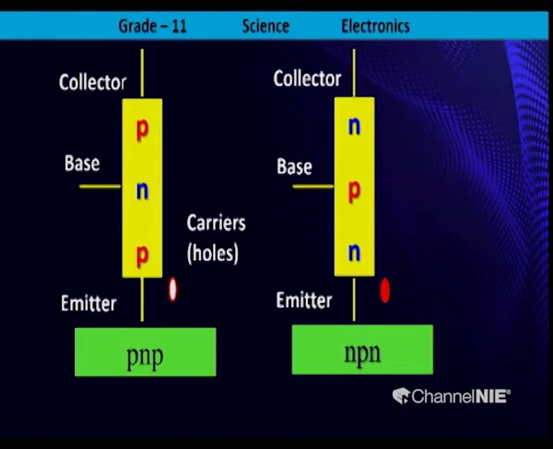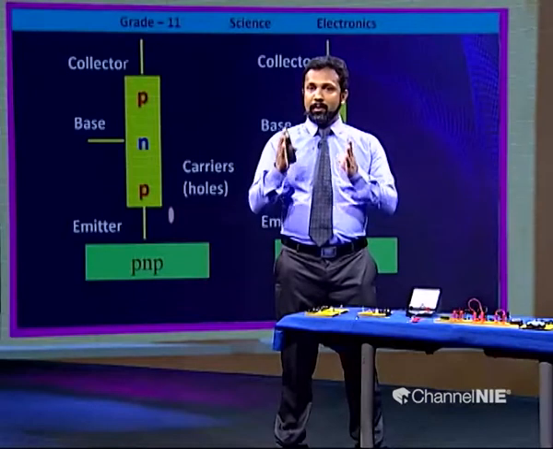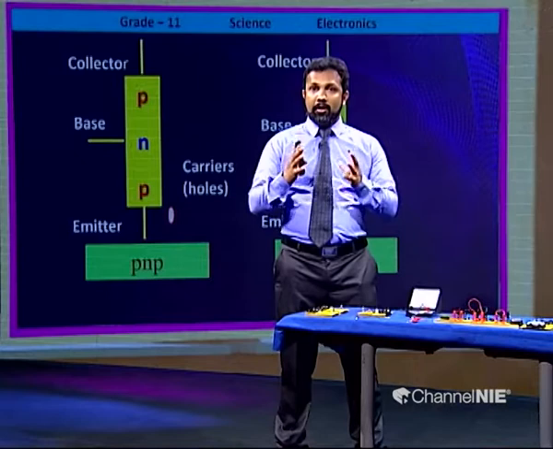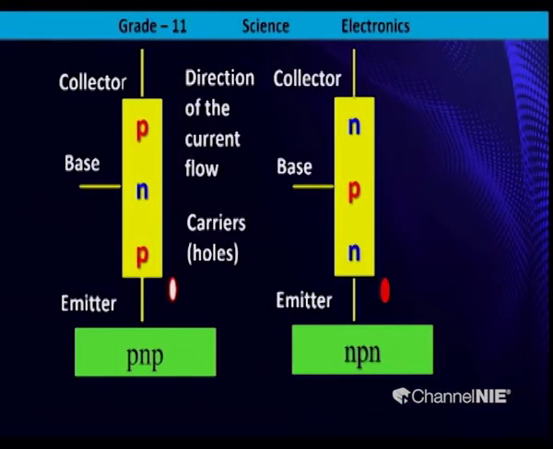When you draw your attention to the PNP transistor, charge carriers are the holes. Holes act as the charge carriers. You can remember p-type semiconductors consist of a larger amount of holes. So, holes act as the charge carriers. Now, what is the direction of current flow in the PNP transistor? That is from emitter to collector.